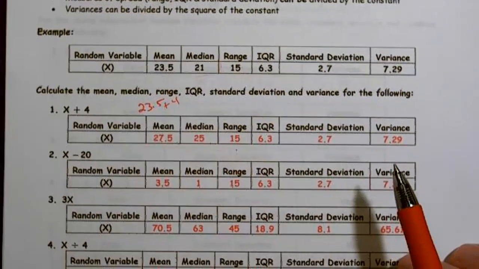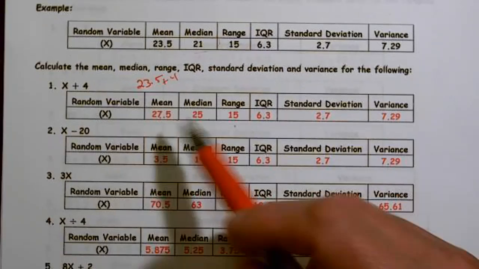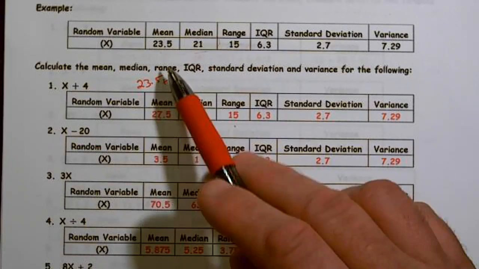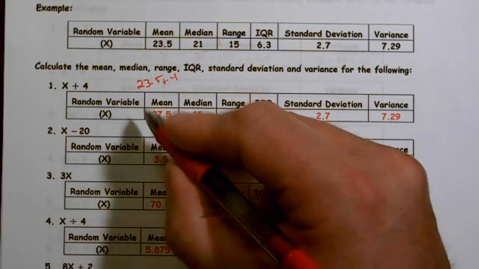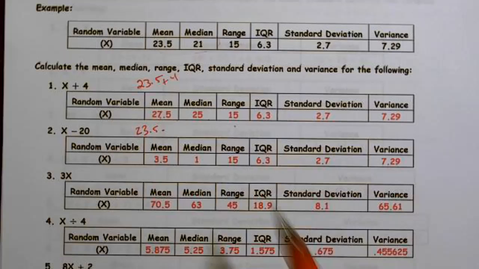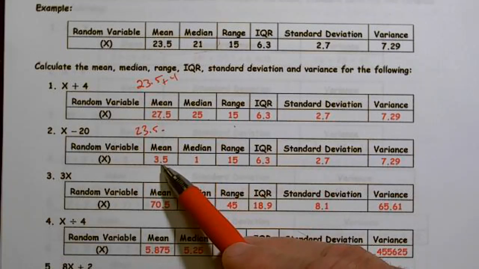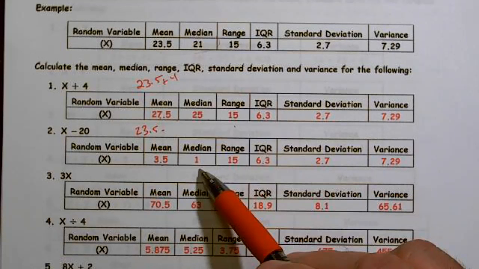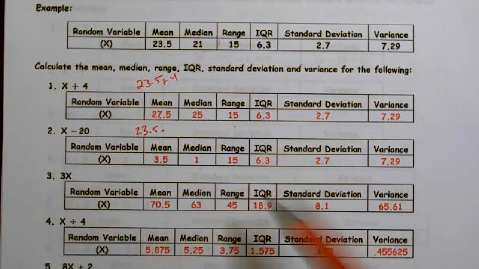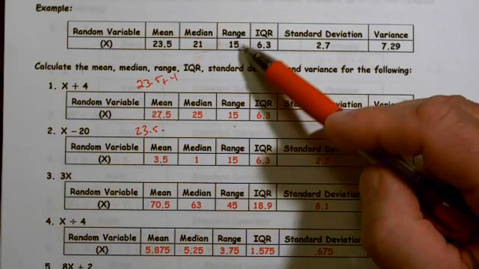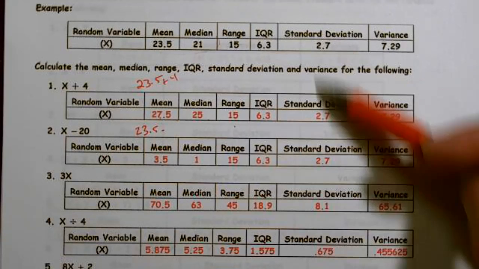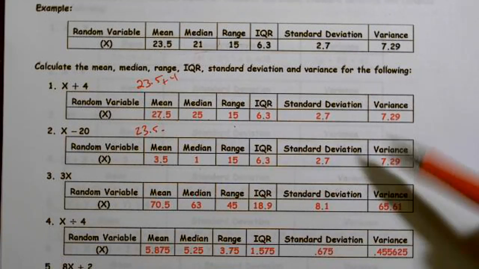Now we're going to subtract 20. On subtraction, it follows the same rules as addition. We started off with 23.5, minus the 20, and we get 3.5. 21 minus the 20, and we get 1. Of course, measures of spread do not change. So these are all going to be the same when we're talking about measures of spread, all the way across, when it comes to addition and subtraction.